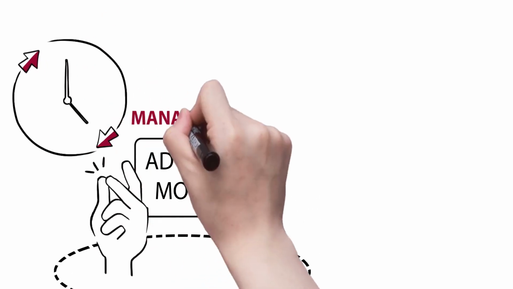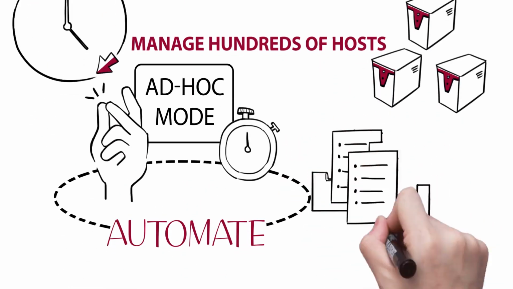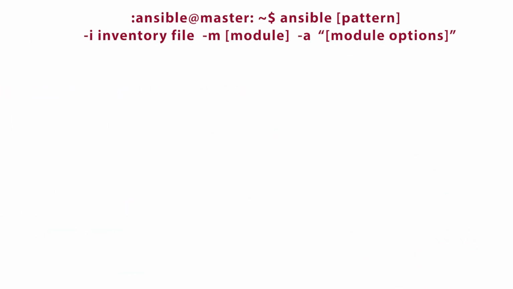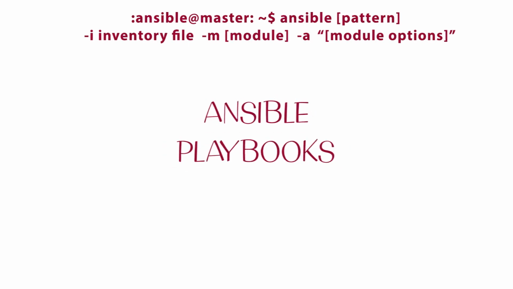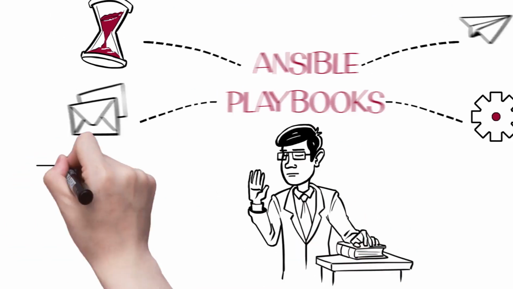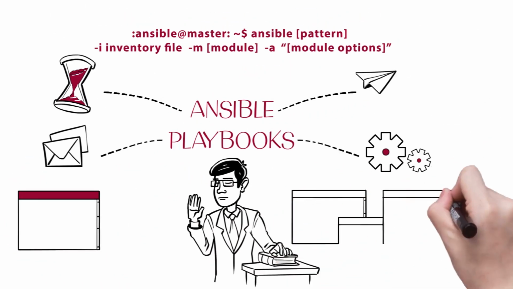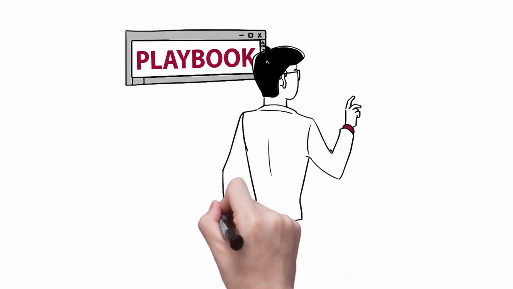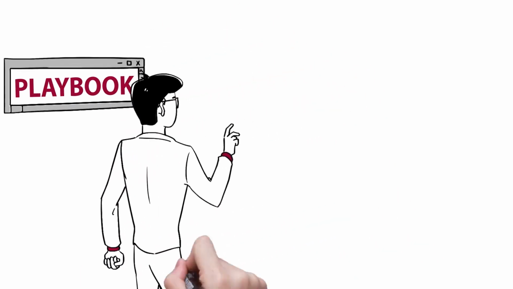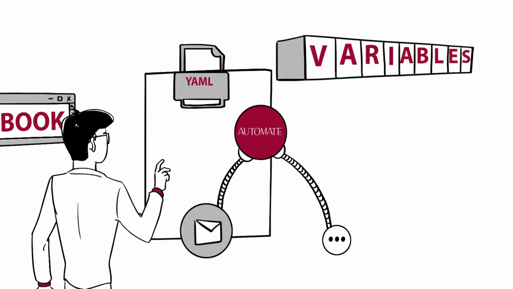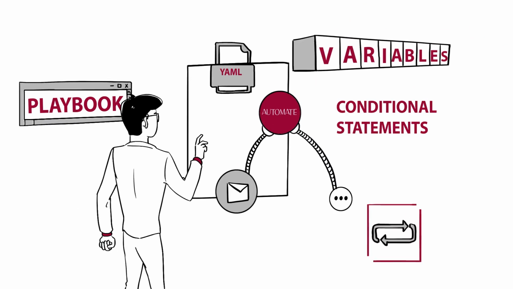Let's say you have to manage hundreds of hosts, copy thousands of files, or reboot multiple servers beyond reach. Type a single ad hoc command and it gets the job done in a jiffy. In contrast, Ansible playbooks automate multiple tasks. Every administrator will testify that automating an activity is not a single task, it is a series. Playbooks allow administrators to list all these tasks in easy-to-understand YAML and get right to automation by leveraging the power of variables, conditional statements, and loops.